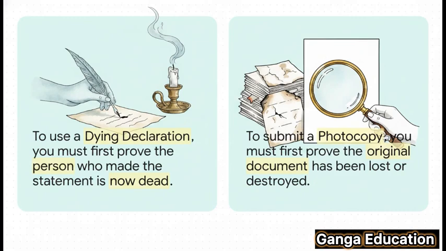These are 2 classic examples of conditional relevance, and they explain the concept beautifully. First up, a dying declaration. If you want to use the statement of a dying person as evidence, the first condition you must meet is to prove to the court that the person is in fact no longer alive. Only then will their statement be considered relevant. Similarly, if you want to submit a photocopy of a document, which is secondary evidence, you must first prove that the original document has been lost or destroyed.